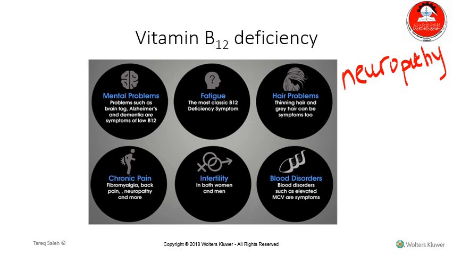They can also be associated with difficulty walking or abnormal walking. We call that ataxia. Patients with vitamin B12 deficiency can even develop dementia and even extreme hallucinations and paranoia, leading to psychosis, okay, or schizophrenia. So severe vitamin B12 deficiency is a very serious problem.